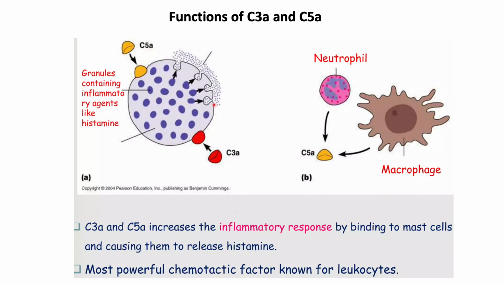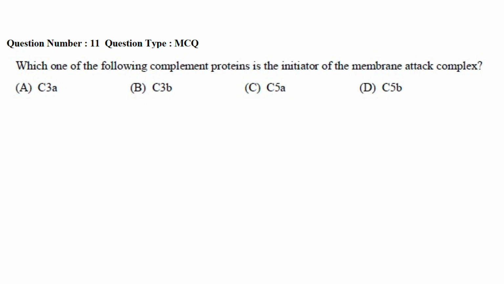On the other hand, C3A and C5A bind to the pathogen and recruit neutrophils that destroy the microbe. The C3B on the surface of the microbe enables phagocytosis by opsonization. So we have now seen the functions of all the components in the classical pathway of the complement system.